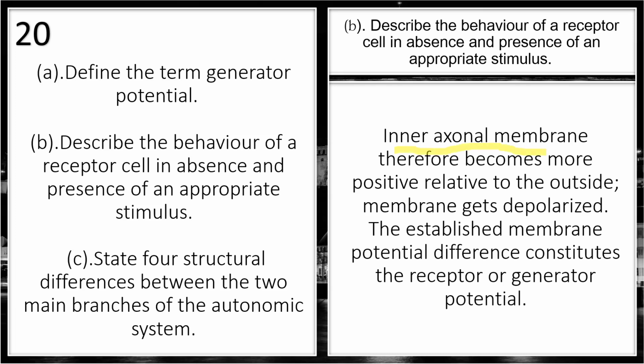The inner axonal membrane therefore becomes more positive relative to the outside membrane. The membrane gets depolarized. The established membrane potential difference constitutes the receptor and the generator potential.